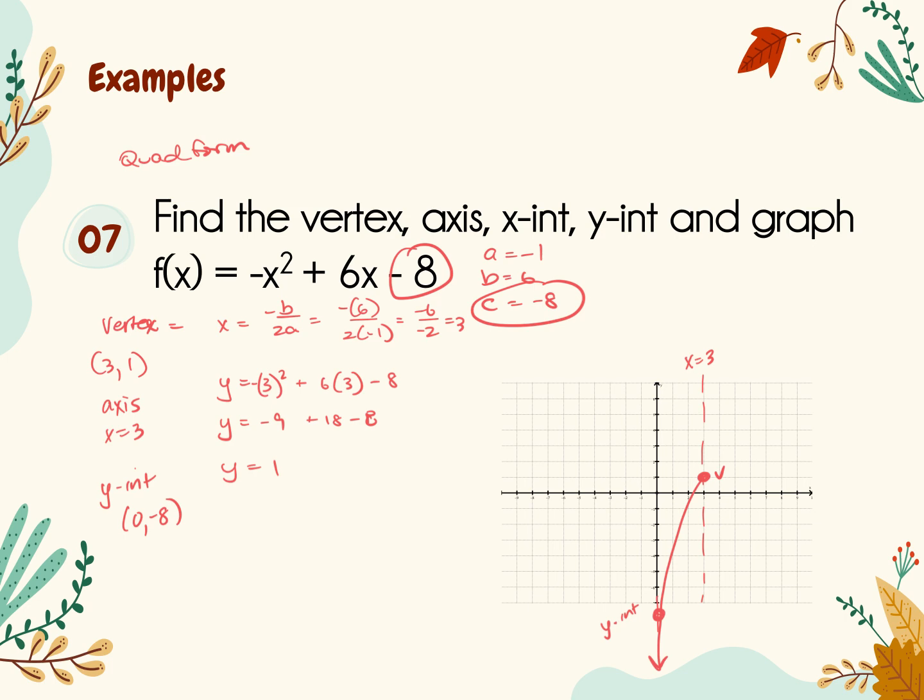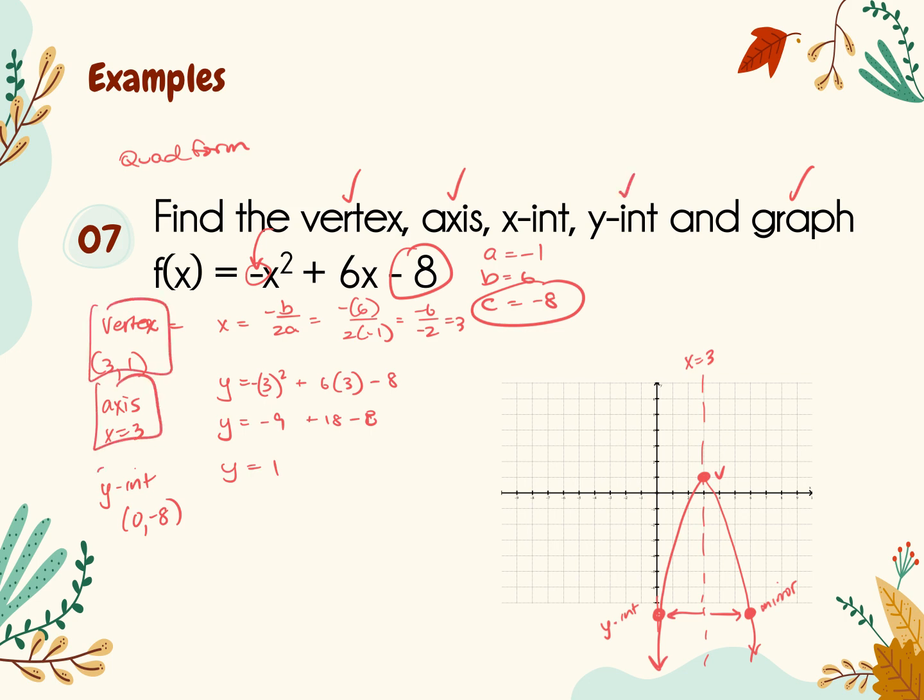Notice my graph goes down. Well, look at A. A is negative, which means it's reflected over the x-axis, so it makes sense that it opens down. And then I just have to mirror. So again, if I know that 3 units to the left of the axis, I'm at -8, I know that 3 units to the right, I'm also at -8. So this is my mirror image here. And there's a perfect graph. So I've graphed it, I've found the vertex, I've found the axis, and I have found the y-intercept.